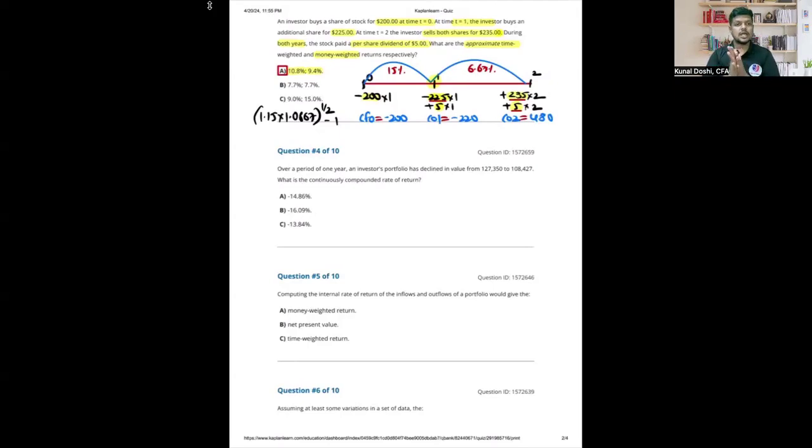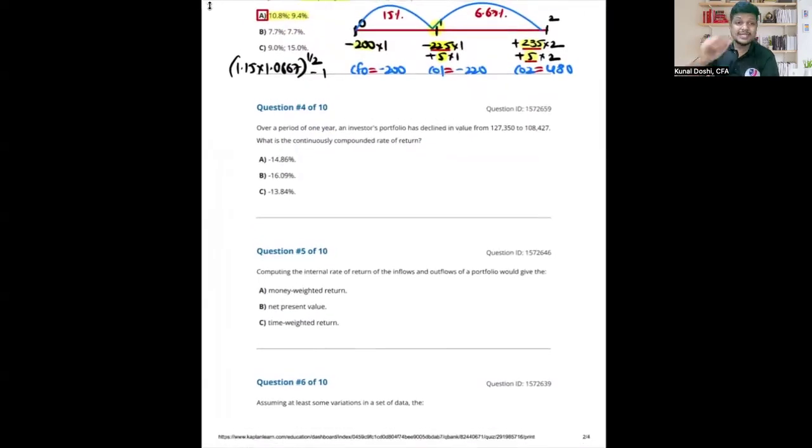Understood? Everyone? Got it? Yes, very crucial question. Let's move to the fourth one. Now, this is one of my favorite questions also. Over a period of 1 year, an investor's portfolio has declined in value from 127,350 to 108,427. What is the continuously compounded rate of return?